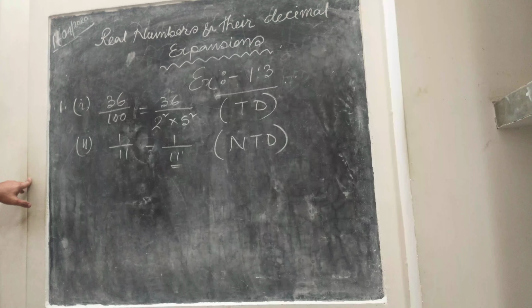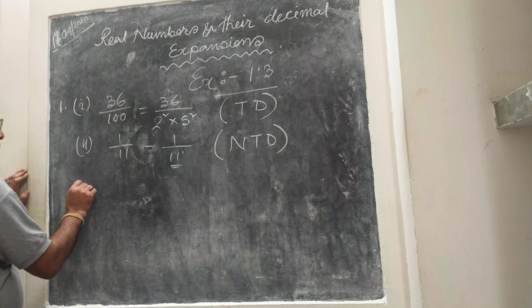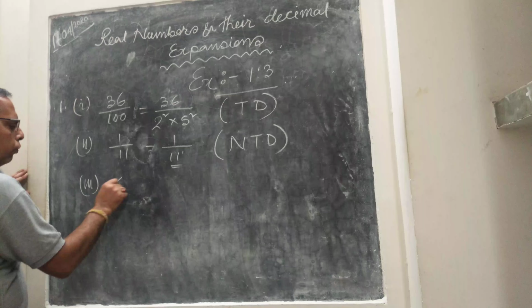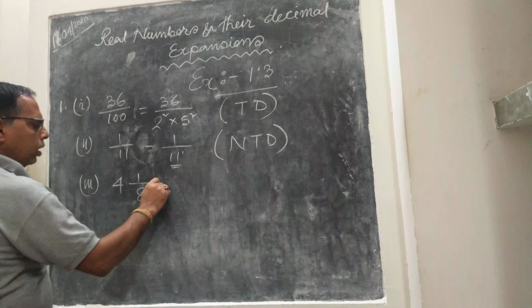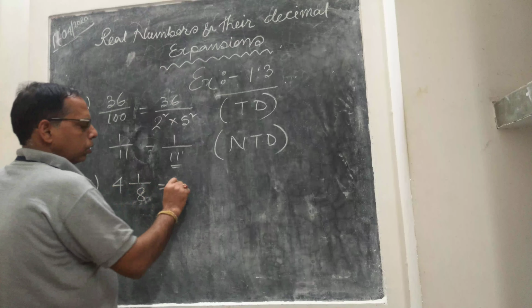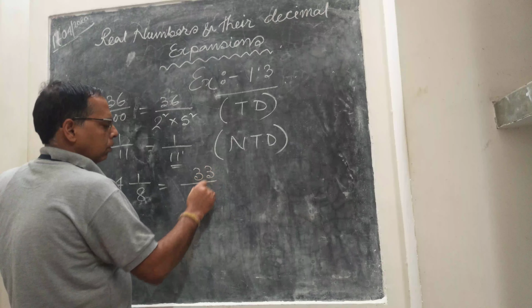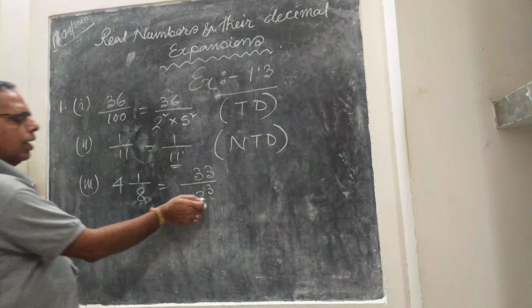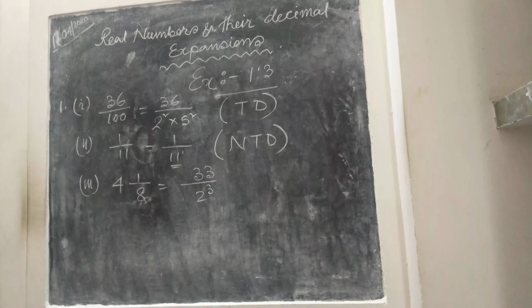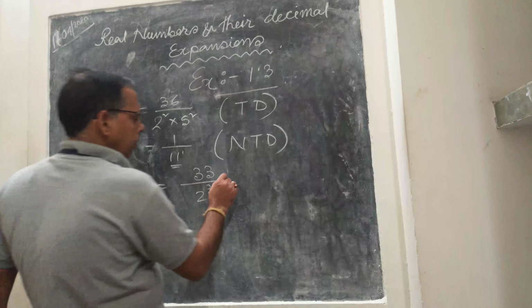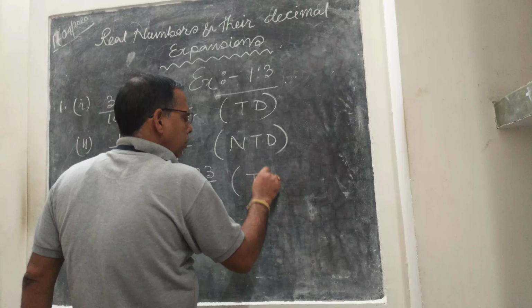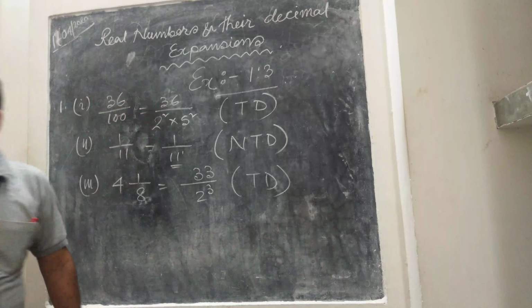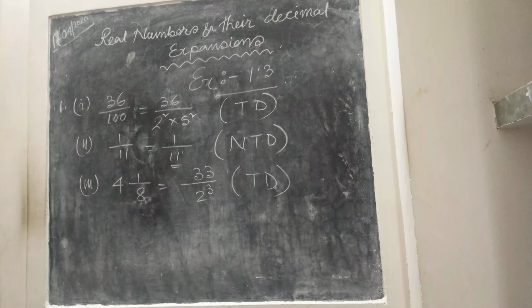Okay. Then let's see this one. Part 3, 4 by 8, that is 1 by 2 to the power 3. Once again, it falls under that, either 2 or 5 or 2 and 5. Then this is also a terminating decimal. Okay, clear? Is it clear? Okay. Now, let's see next.